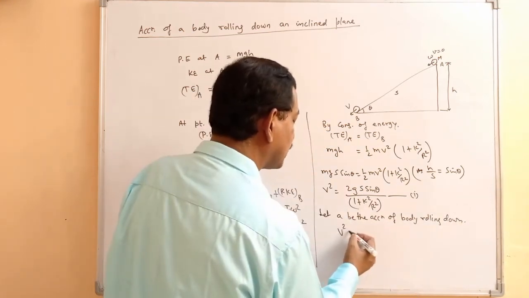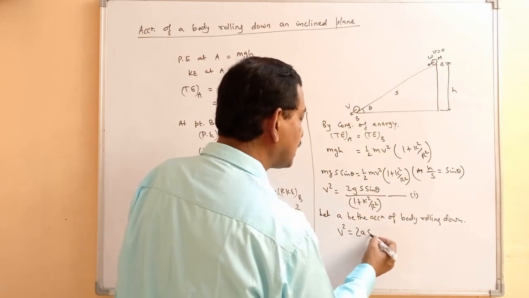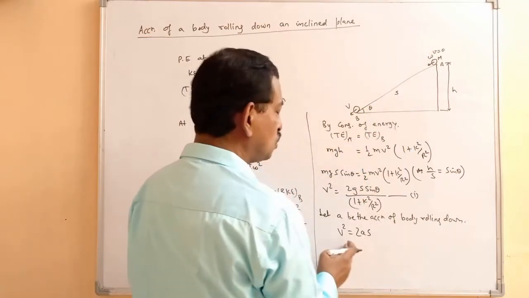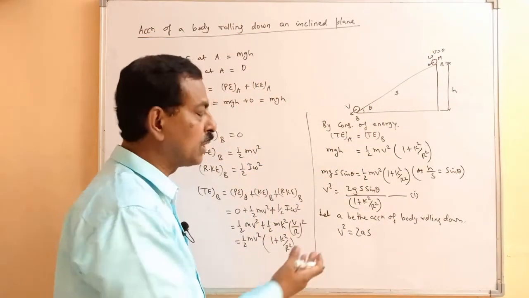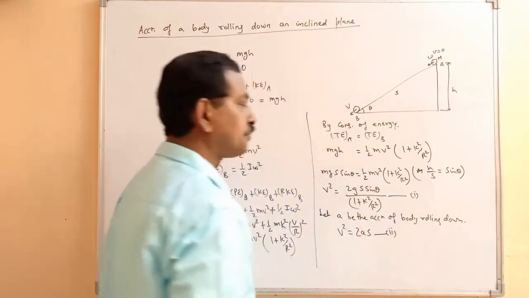So for that we can write v square equals 2as, simply because initial velocity is 0. So it is v square, using the formula v square equals u square plus 2as. We have this relation. This is, suppose, your equation 2.